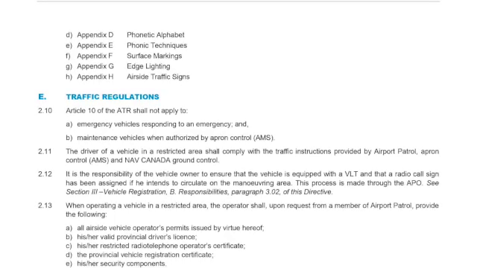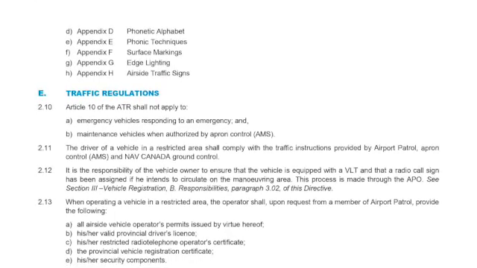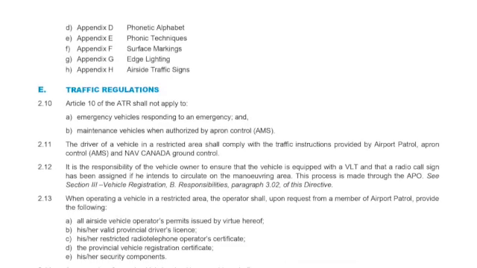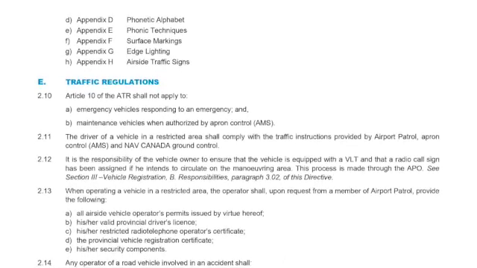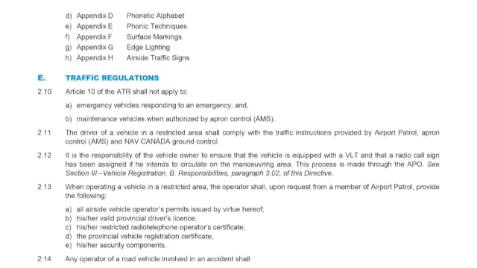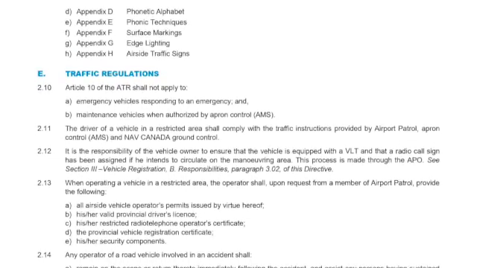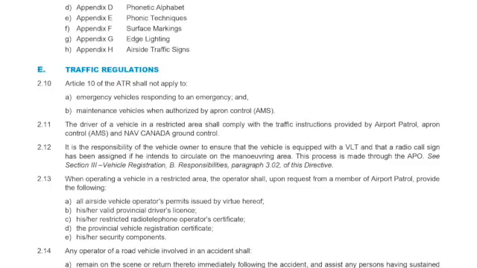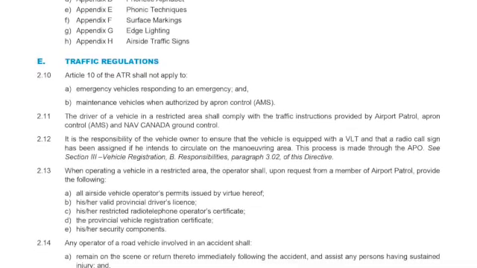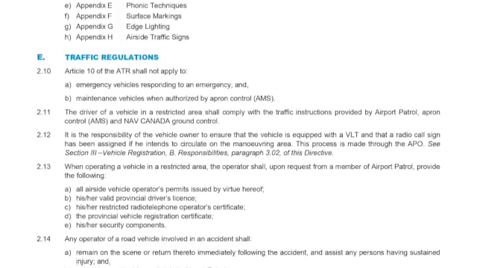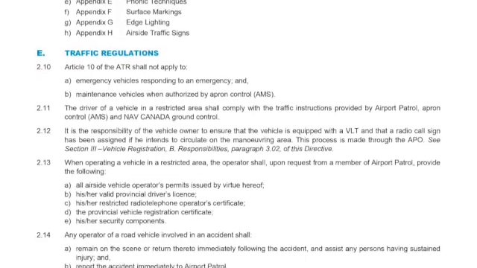12 It is the responsibility of the vehicle owner to ensure that the vehicle is equipped with a VLT and that a radio call sign has been assigned if he intends to circulate on the maneuvering area. This process is made through the APO. See Section 3 Vehicle Registration, B. Responsibilities, Paragraph 3.02, of this directive.